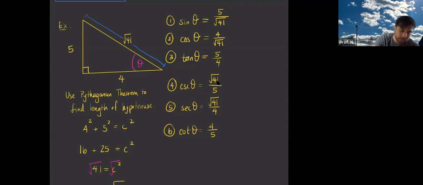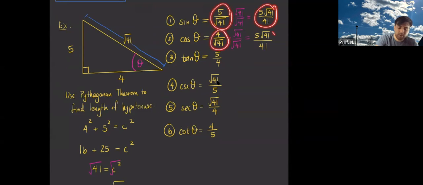And of course, if you want to rationalize, if you want to make the denominators rational numbers, then you have to multiply the top and the bottom of the fraction by square root of 41. And so you can also write this number as 5 square root of 41 over 41. That would have a rational denominator. So again, these are equivalent. It's just that this is a rational denominator and this is not, and that's what we do to rationalize our denominators.